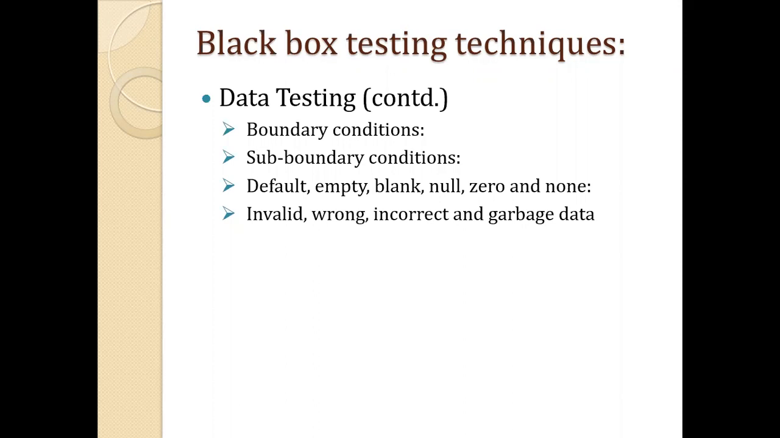It will usually default to the lowest valid boundary limit or to some reasonable value in the middle of the valid partition, or return an error. For example, the paint editor's attribute dialog box. And finally, invalid, wrong, or incorrect and garbage data.